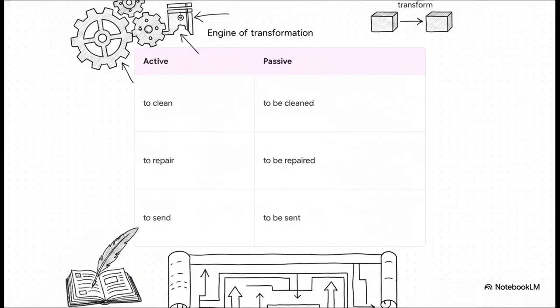So the crucial point is really mastering the engine of this transformation. Every active infinitive easily converts to this new format. To clean simply becomes to be cleaned. To repair becomes to be repaired. To complete shifts to be completed. You see the pattern, right? You just take the word to, add the word be, and attach the past participle of your action verb. Honestly, it's that easy. This is the core mechanism powering the entire upgrade.